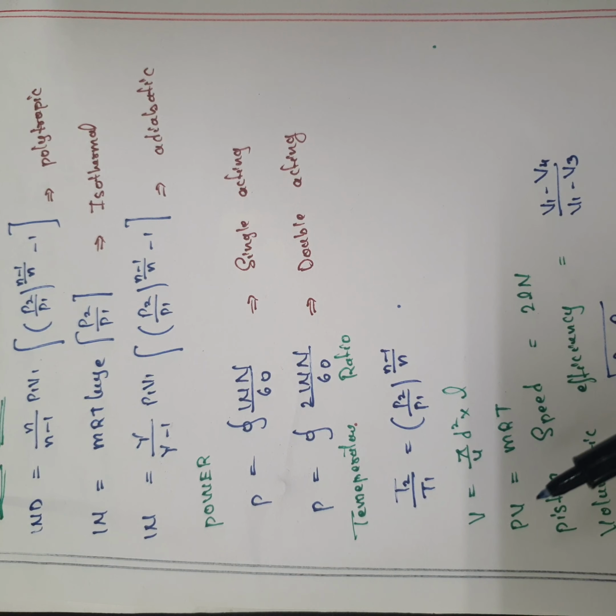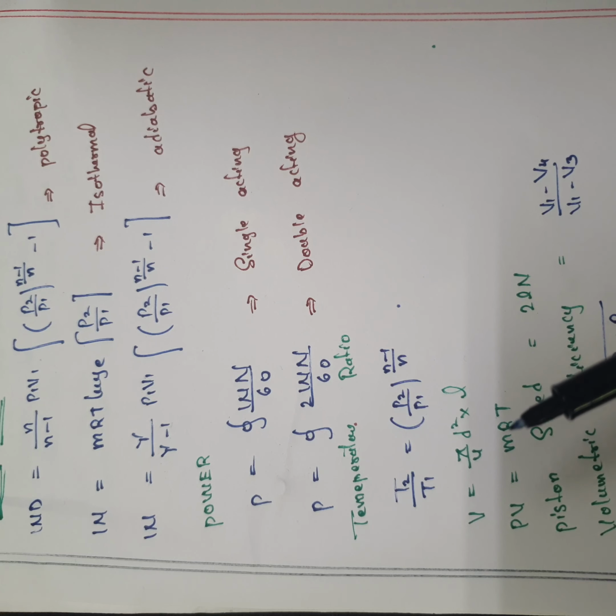After that, if mass is given, then you can use this formula: PV is equal to MRT. P stands for pressure, V for volume, M for mass, R for the gas constant, and T for temperature. Suppose piston speed is given in your problem. Whenever the piston speed value is given, in place of that value you can write 2Ln. That is known as the piston speed.